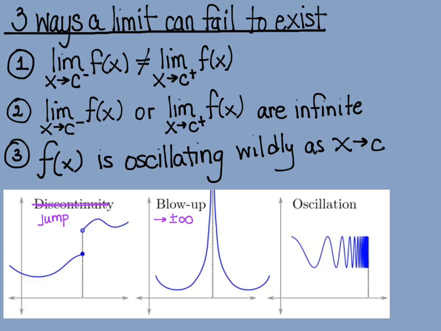And the third way a limit can fail to exist is if the function is oscillating wildly. Notice that if we get closer and closer to the dotted line, it's hard to tell what the y value is because the function is going up and down so fast.